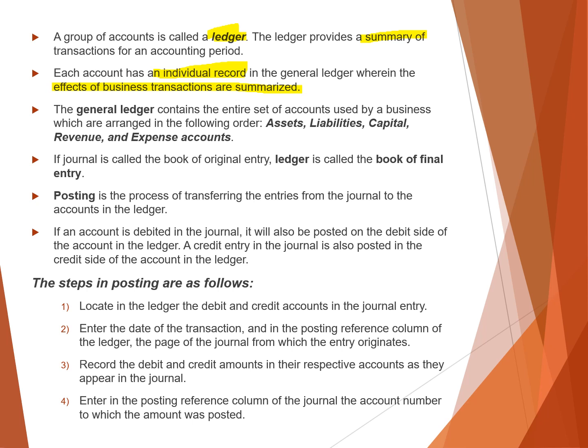Okay. Now, the general ledger contains the accounts which are arranged in the following order. Ito hindi dapat magkabalik-baliktad: asset, kasunod liability, kasunod capital, next revenue, at ang huli ay expense. So, hindi dapat magkabalik-baliktad yan. Now, if the journal is called the book of original entry, ang ledger naman is called the book of final entry. Kasi ito na yung last na book wherein you will enter the transactions individually.